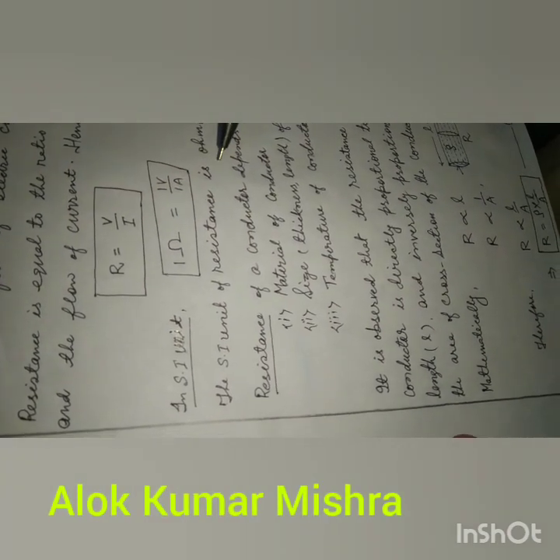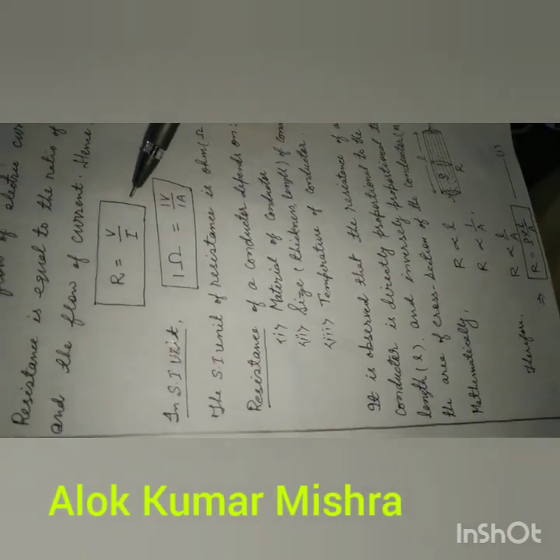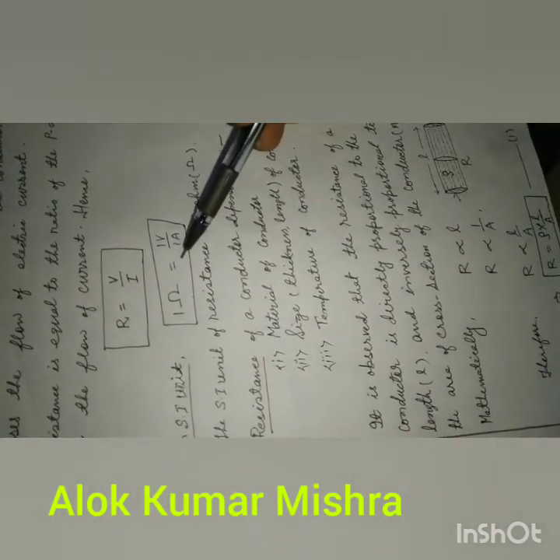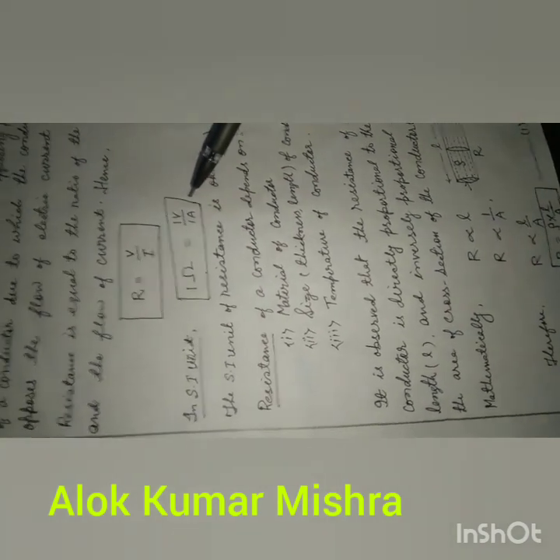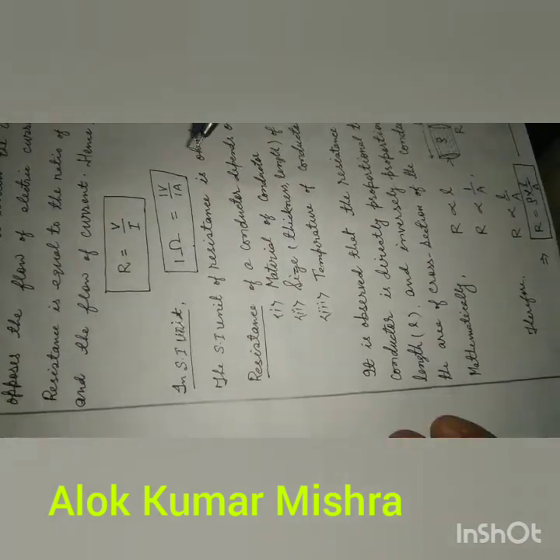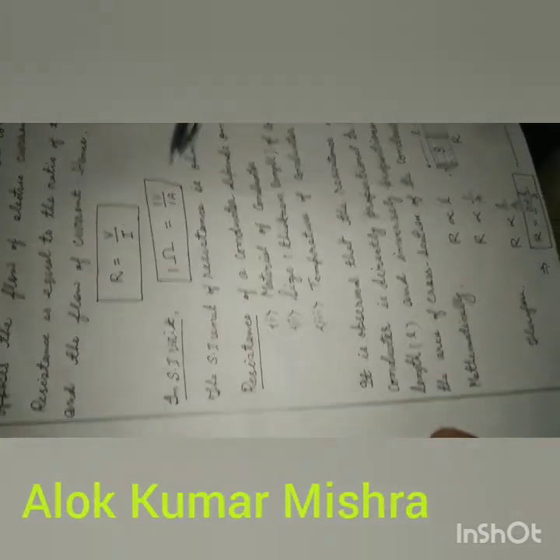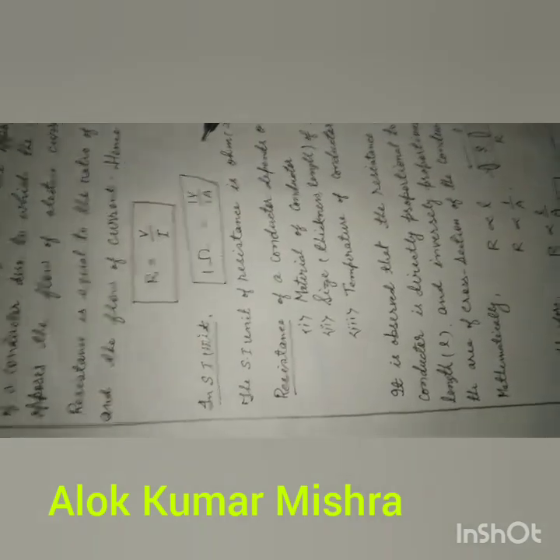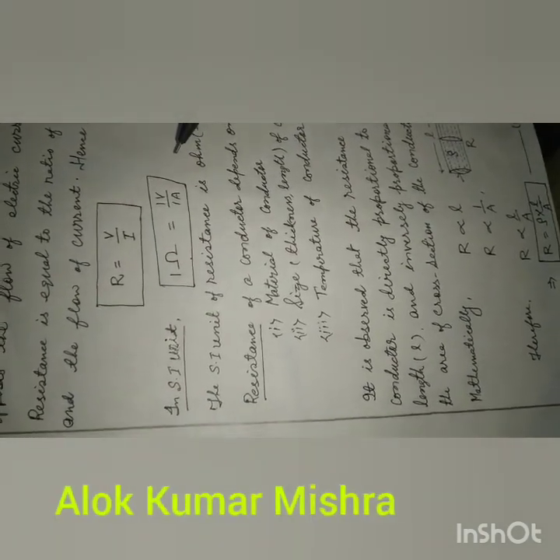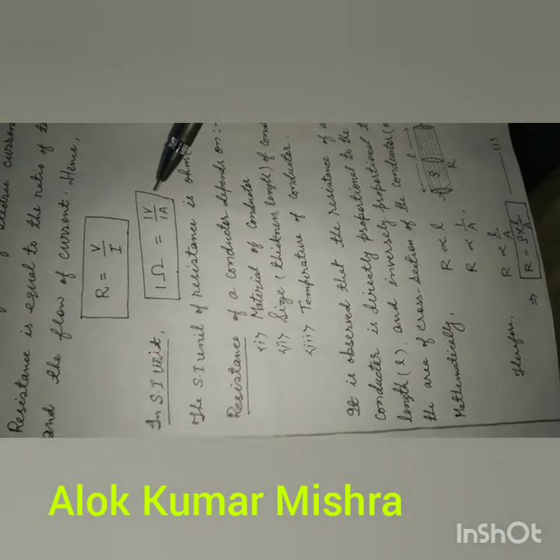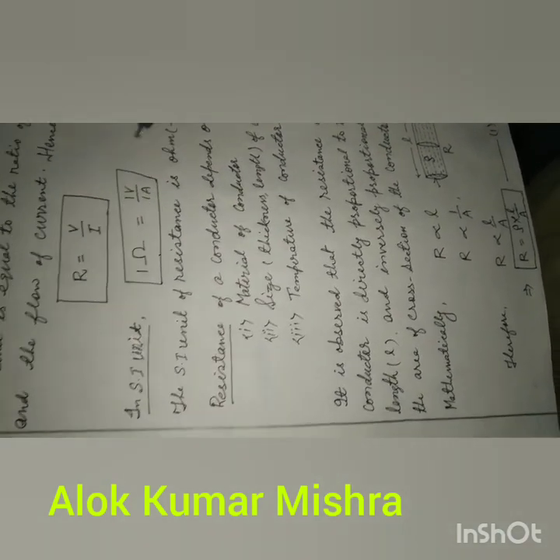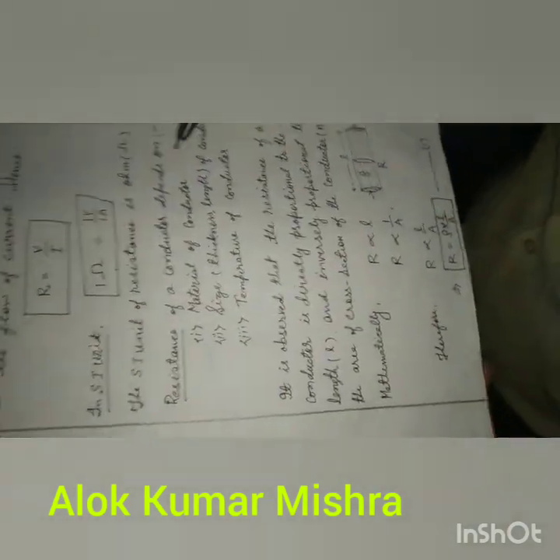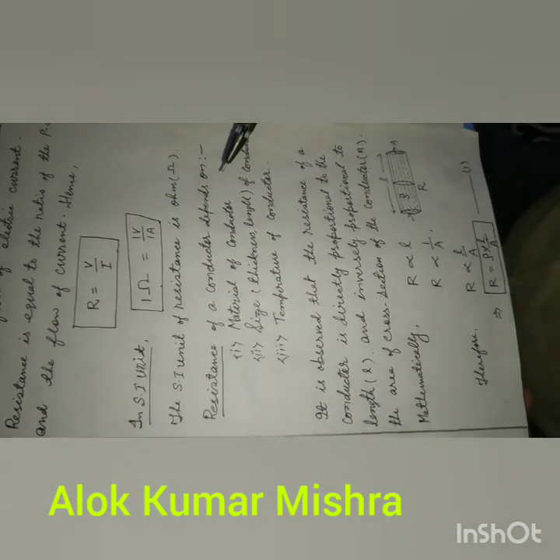Its SI unit is ohm, and mathematically 1 ohm is equal to 1 volt by 1 ampere. The SI unit of resistance is also volt per ampere. So ohm is the SI unit of resistance. It was named in honor of the scientist Ohm.